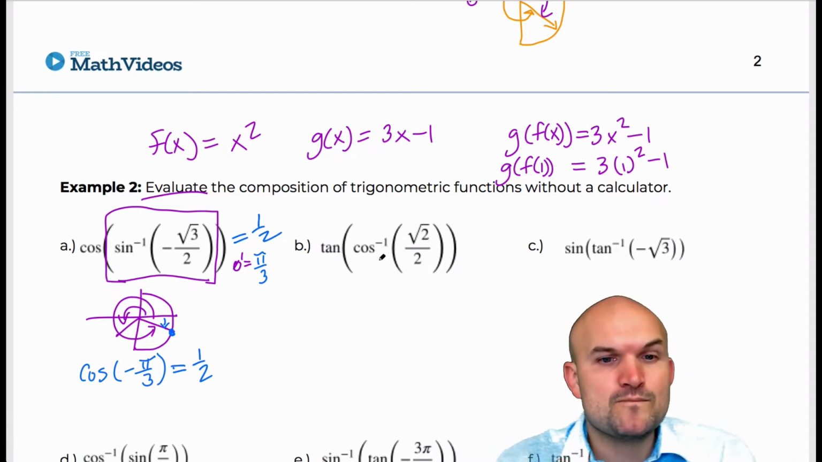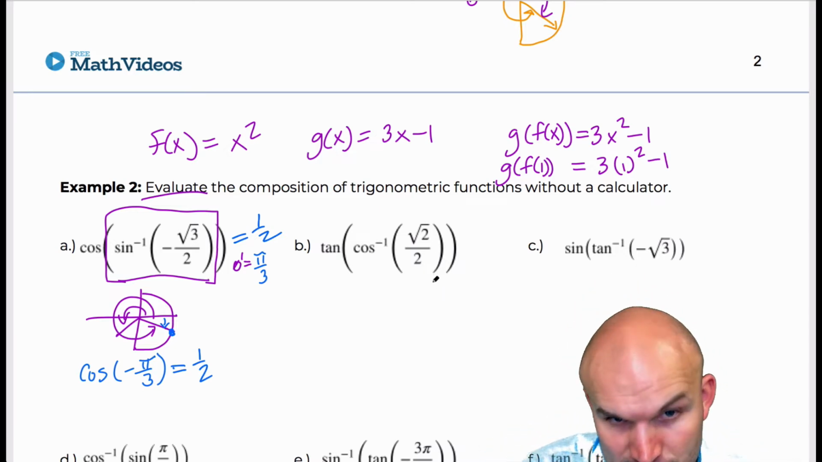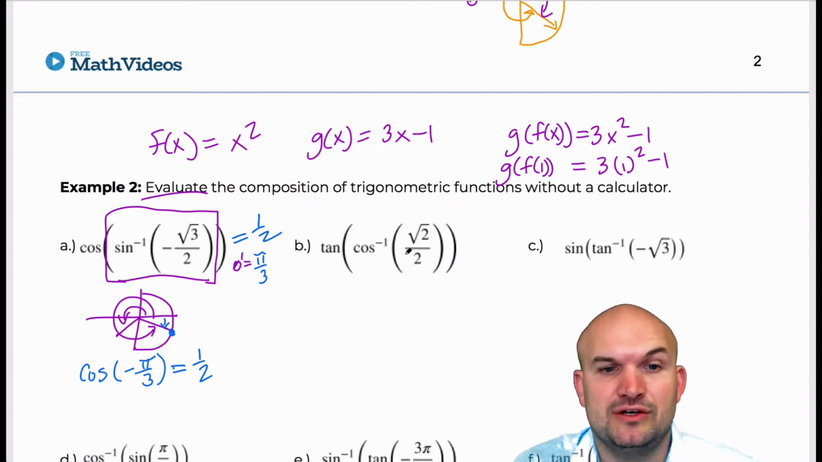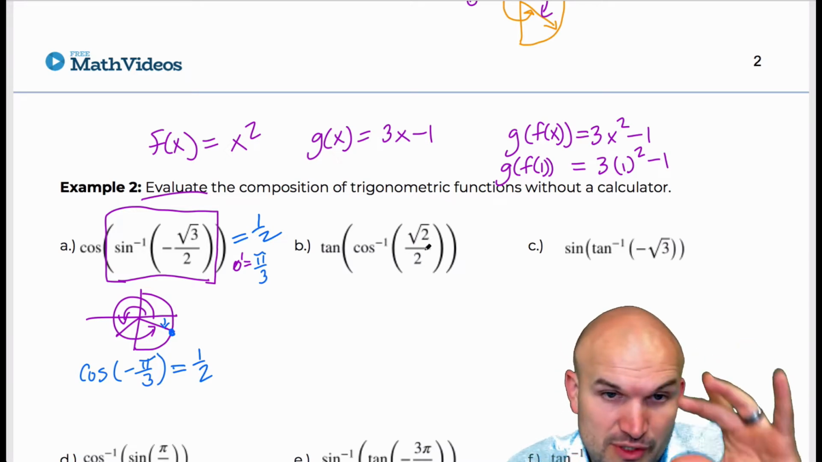All right. Cosine inverse of square root of 2 over 2. If you see that, you know that the x value is positive, so we know it's in the first quadrant.